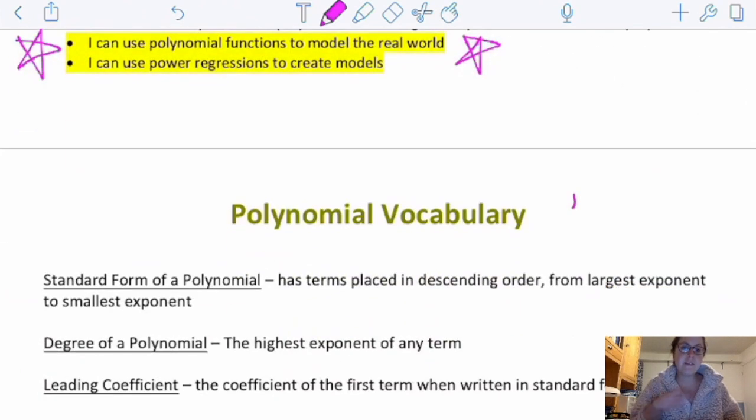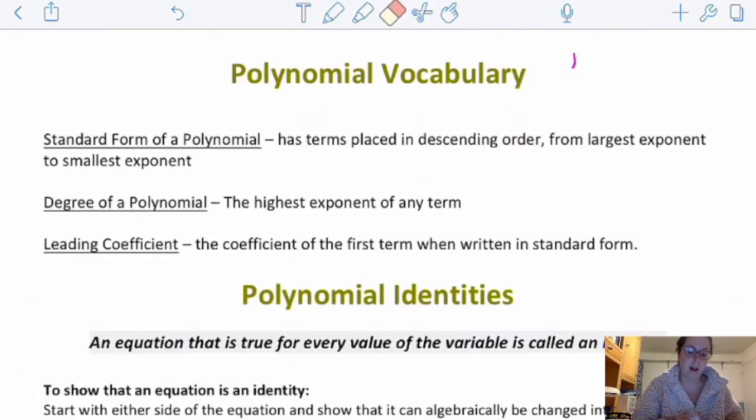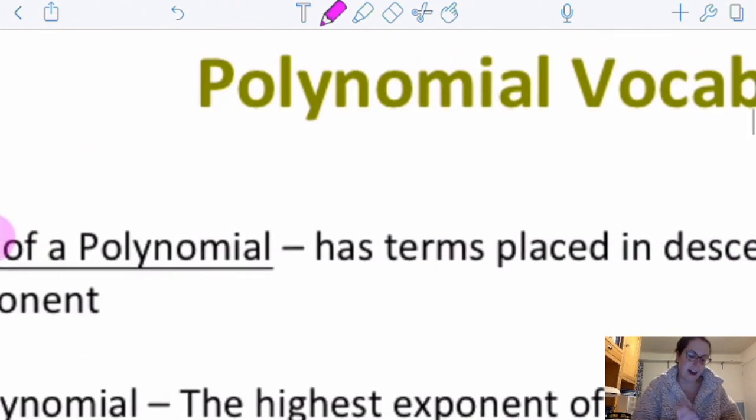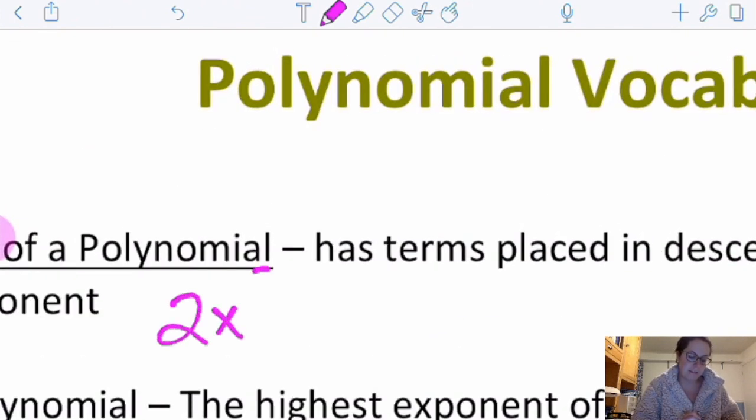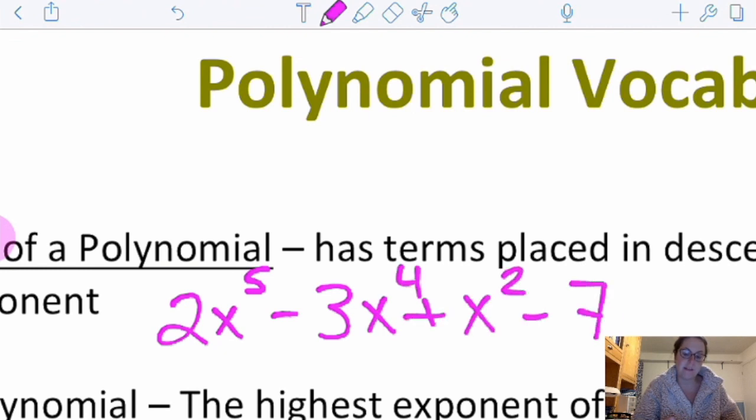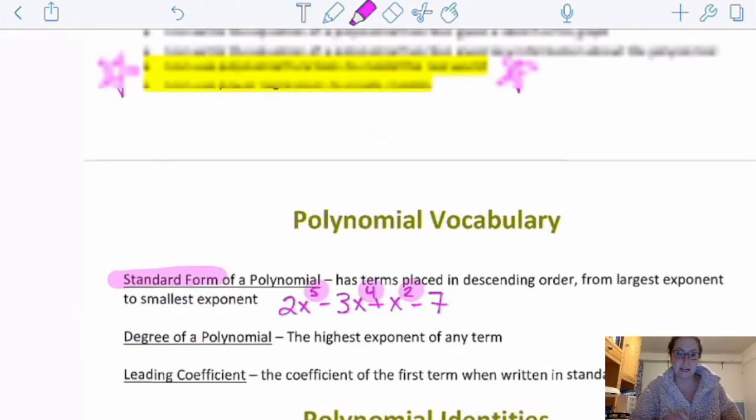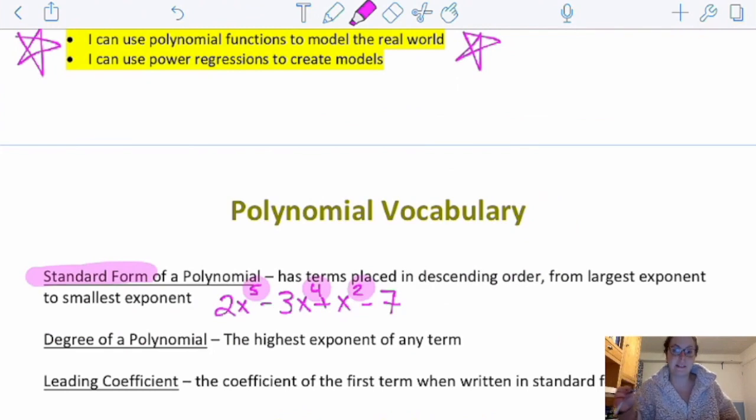Some basic vocab before we get started, just to make sure that we're all on the same page. First of all, when I talk about standard form tonight, what I'm talking about is being in order from biggest to smallest exponent. For example, if I have something like 2x to the 5th minus 3x to the 4th plus x squared minus 7, I'm looking at the exponent of my x term, and I'm putting those in descending order. So that's what I mean when I say standard form.